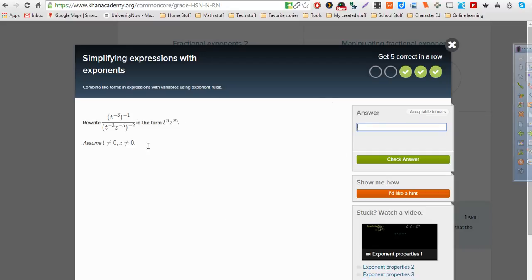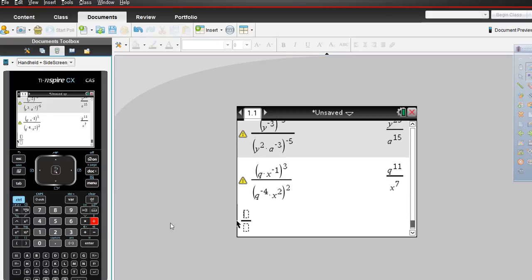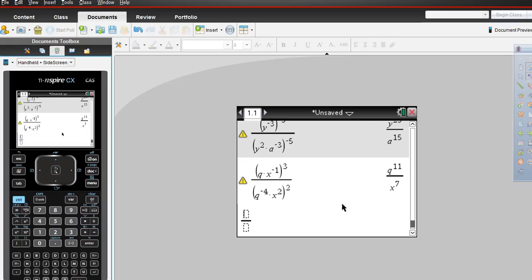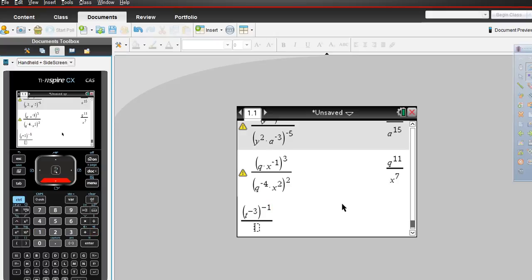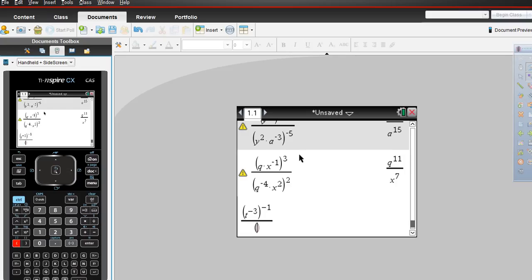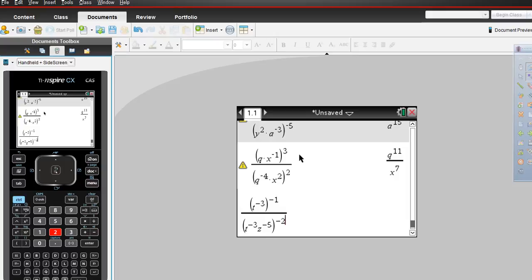Man, we can just continue doing these. I will do two more to see if they're all the same. I can do these pretty quick. So control divide. I'm going to do these two in the next minute and a half, two minutes. Okay, grouping symbol on top, t to the negative 3, and all of that is raised to the negative 1. That's my numerator. And my denominator is grouping symbol t to the negative 3 times z to the negative 5, and then all of that gets raised to the negative 2 power.